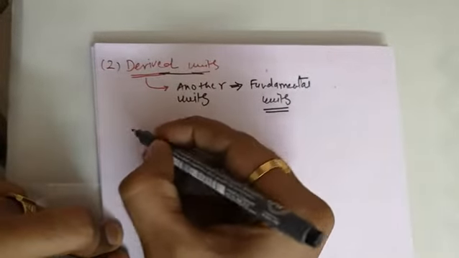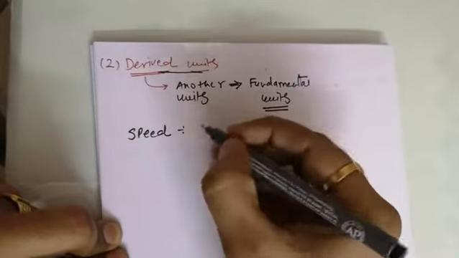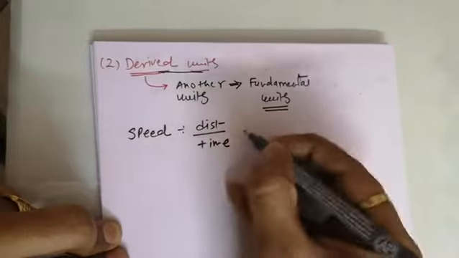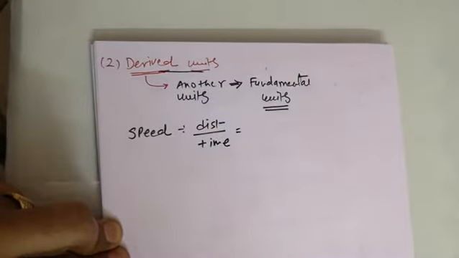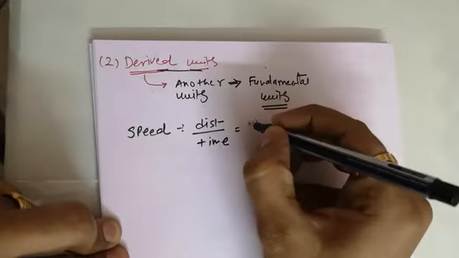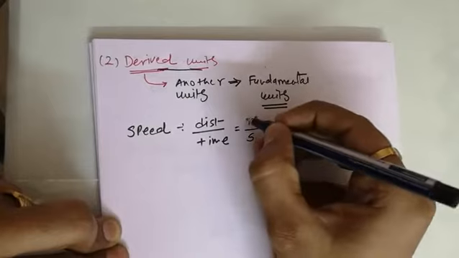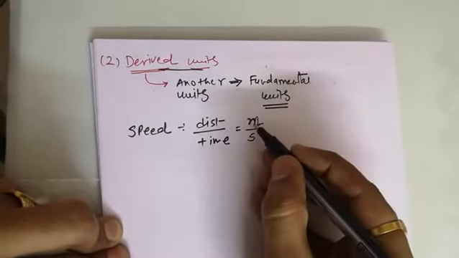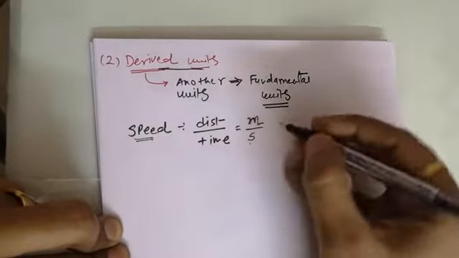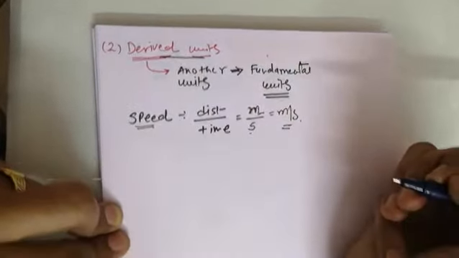I'm giving you an example. Let's say you are aware of speed. You will say that it is distance divided by time. The distance you have covered has a unit called either meter or centimeter, and then there is time. So the unit of speed is meter per second. It is your derived unit.